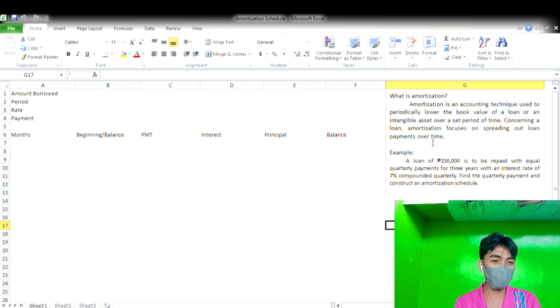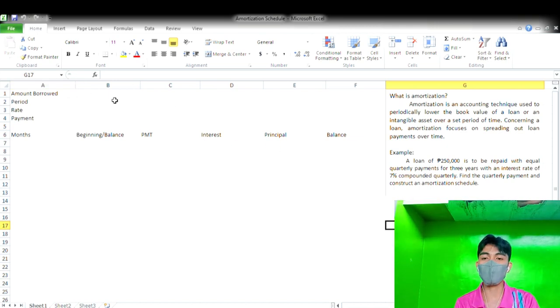So let us have an example here. A loan of 250,000 pesos is to be repaid with equal quarterly payments for 3 years with an interest rate of 7% compounded quarterly. Find the quarterly payment and construct an amortization schedule. In this presentation, I already labeled the needed information so that we can create an amortization schedule.